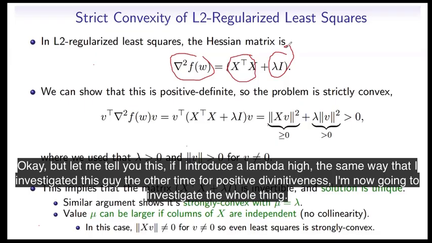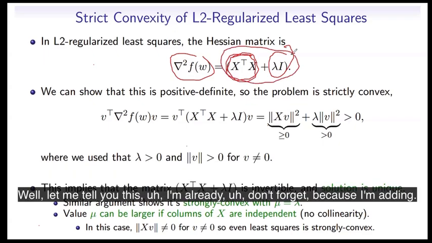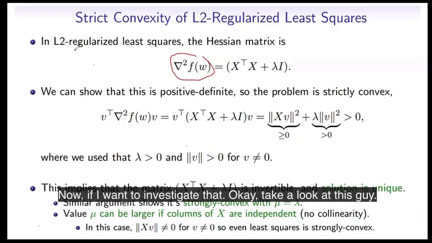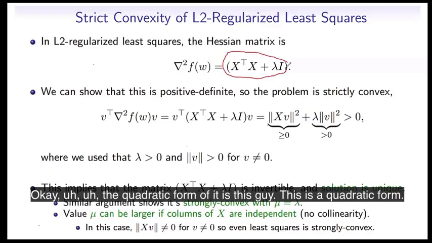But let me tell you this. If I introduce a lambda, the same way that I investigated this the other time for positive definiteness, I'm now going to investigate the whole thing. But don't forget, because I'm adding, addition of two convex functions preserves convexity. Now, if I want to investigate that, take a look at this. The quadratic form of it is this.